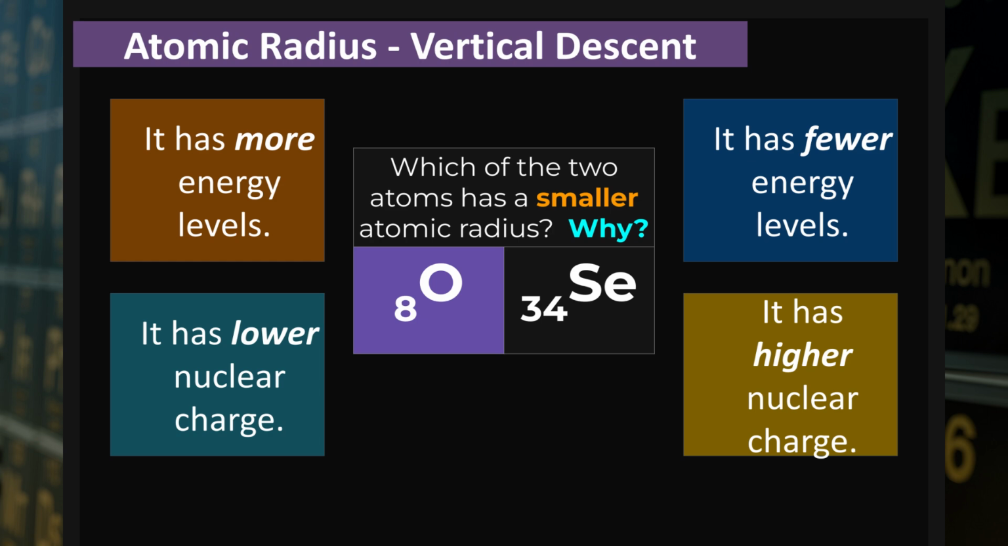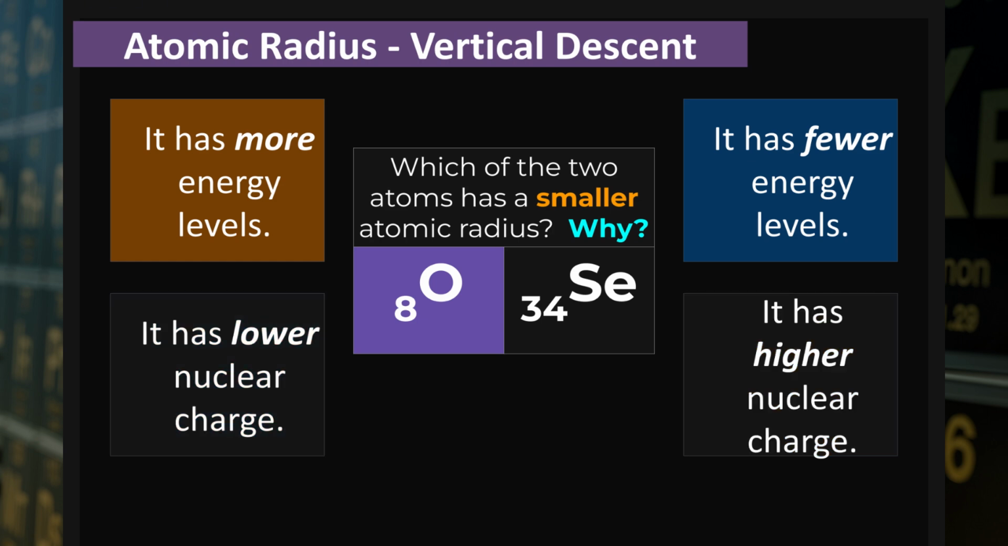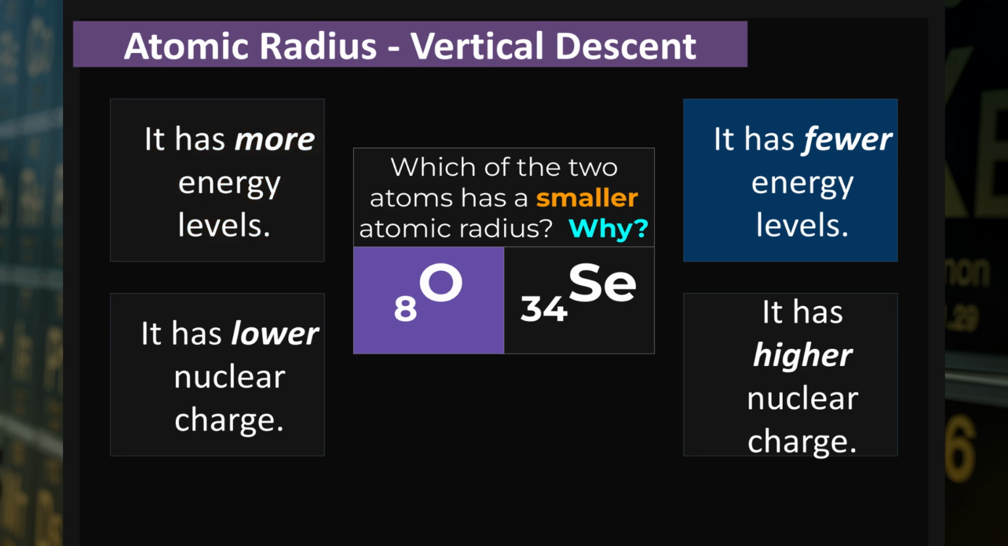Because we are still talking about the atomic radius on a vertical descent, that means these two elements must be in the same group. Therefore, it has nothing to do with the nuclear charge. So either oxygen has more energy levels or fewer energy levels. And the answer is, oxygen has fewer energy levels.